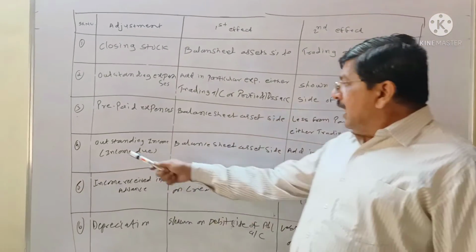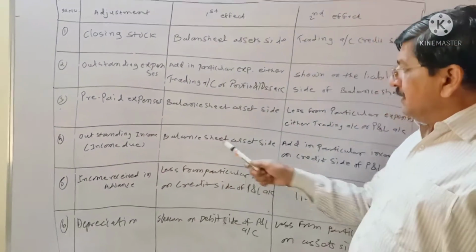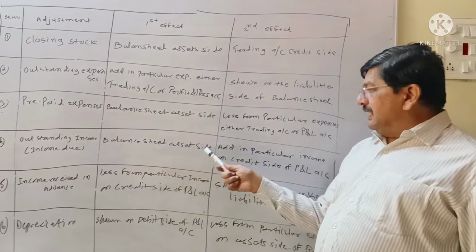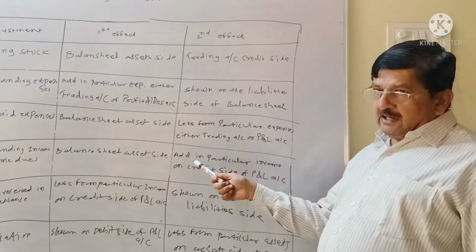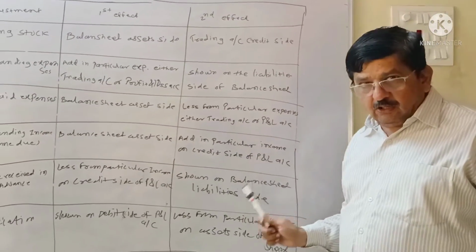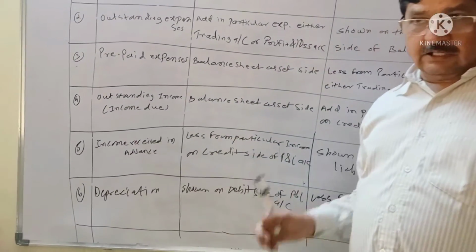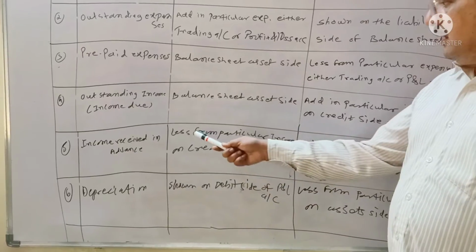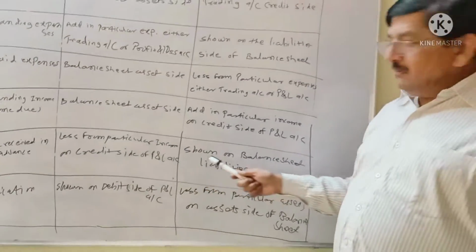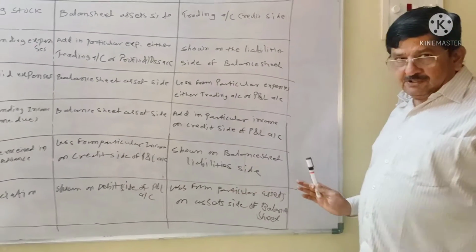Then outstanding income means income due but not received. Outstanding income is our asset, shown on the balance sheet asset side. And the second effect: add it to the particular income on the credit side of the profit and loss account. Then income received in advance, also known as pre-received income: deduct it from the particular income on the credit side of the P&L account. And the second effect: show it on the balance sheet liability side.